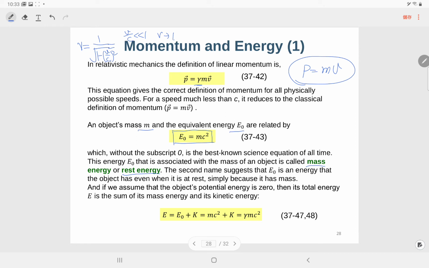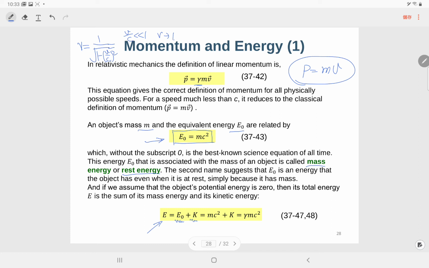And if we assume that the object's potential energy is 0, then its total energy E is the sum of the mass energy. So for this one, it is at rest, doesn't move at all. But for this case, this is the total energy. It consists of the rest energy and also the kinetic energy.